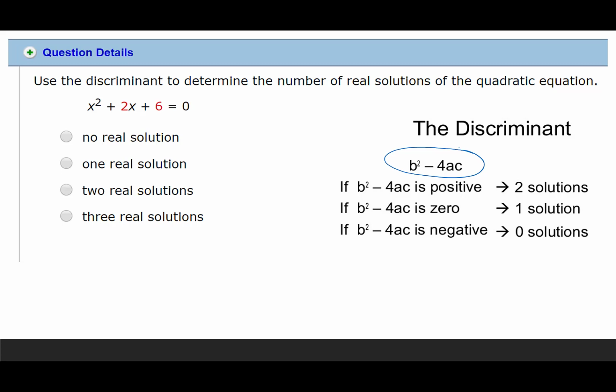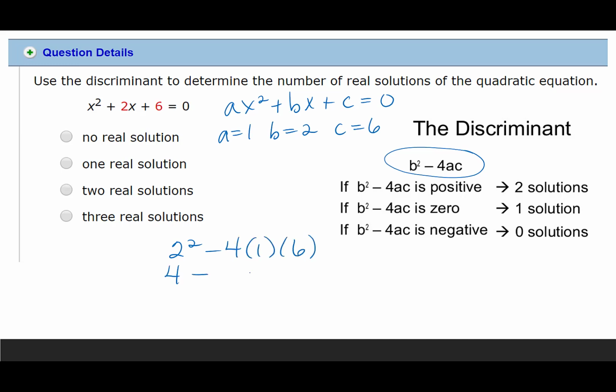And so by looking at this trinomial, the standard form is ax squared plus bx plus c equals 0. So for this example, a is 1, b is 2, and c is 6. So we'll just plug it into the discriminant. So b squared, that would be 2 squared minus 4 times 1 times 6. Now use orders of operation. 2 squared is 4.